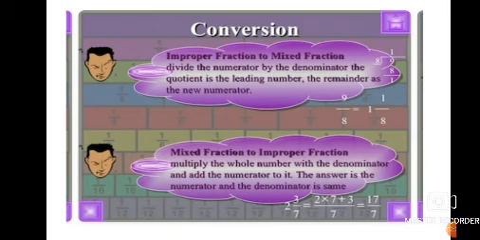Now, how to convert mixed fractions into improper fractions? We've got an example over here: 2 whole 3 over 7. What we will do, we will multiply 7 by 2. 7 times 2 is 14. Now we will add 14 with 3. We multiply the denominator with the whole number and add the numerator to it. 7 times 2 is 14. 14 plus 3 is 17. So it will be 17 over 7. The denominator stays the same.